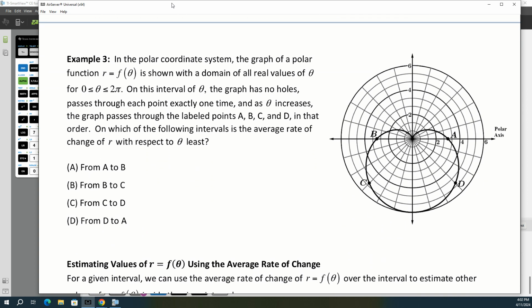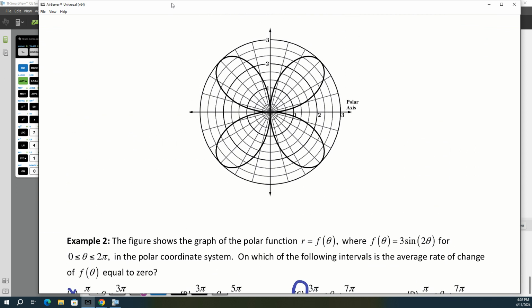All right, and then this next question, we have to use the graph because we're not given the function. So for example 3, in the polar coordinate system, the graph of a polar function, r equals f theta, is shown with a domain of all real values theta between 0 and 2 pi. On this interval of theta, the graph has no holes, passes through each point exactly one time, and as theta increases, the graph passes through the labeled points A, B, C, D in that order. So that kind of takes away that issue that we had on this one.